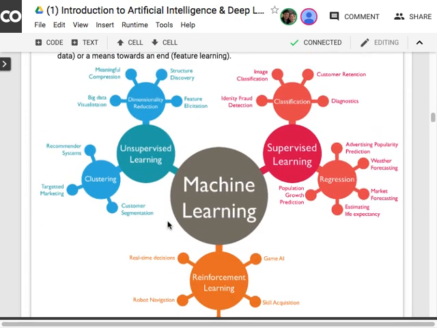Okay, and this is the summarization of what machine learning consists of. There is supervised learning, unsupervised learning, and reinforcement learning. The very popular tasks in supervised learning are classification, right, and regression. And in unsupervised learning there is clustering, the grouping, right, and dimensionality reduction.